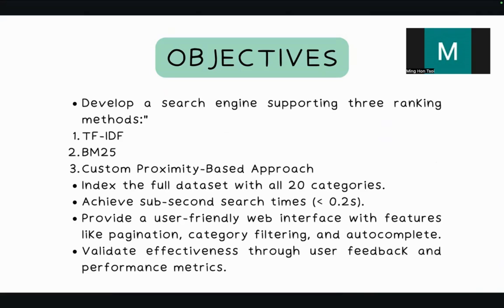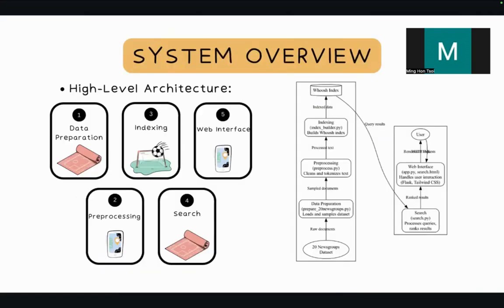So let's see how the system is structured. Here's the high-level architecture of my search engine, broken down into five components: data preparation, pre-processing, indexing, search, and the web interface. It starts with fetching the data, pre-processing the text to remove noise, indexing the documents using Whoosh, searching with different ranking methods, and finally, presenting the results through a Flask-based web interface. The diagram shows the flow from raw data to user-facing results.